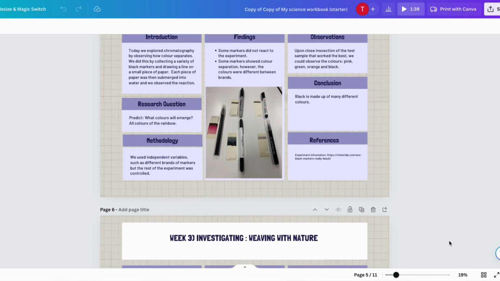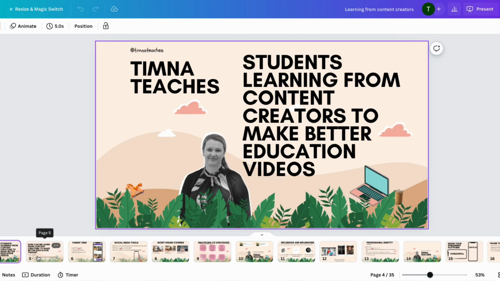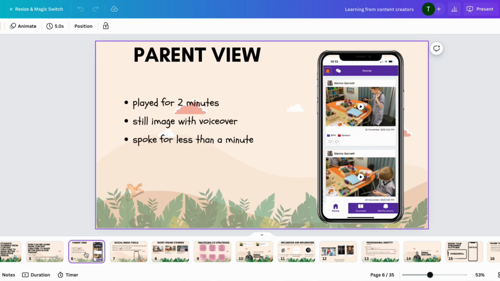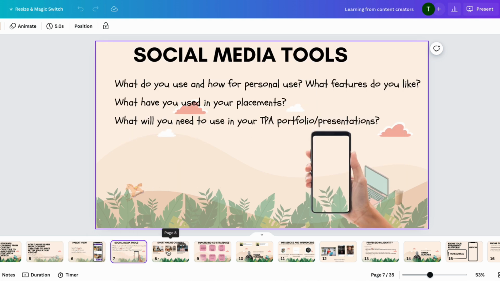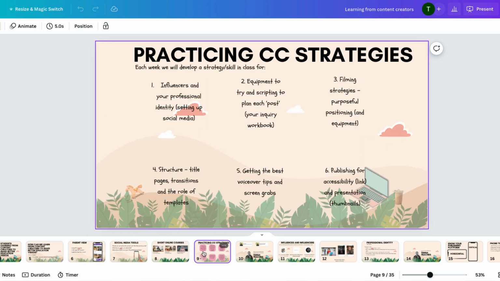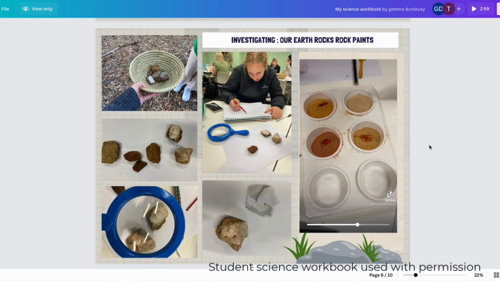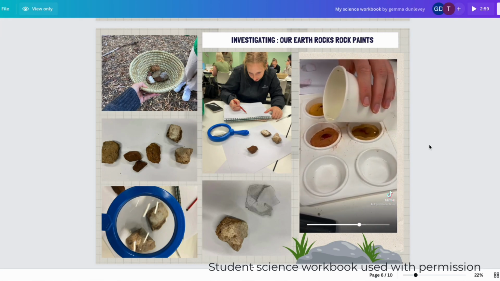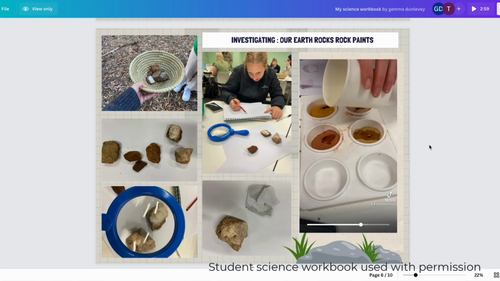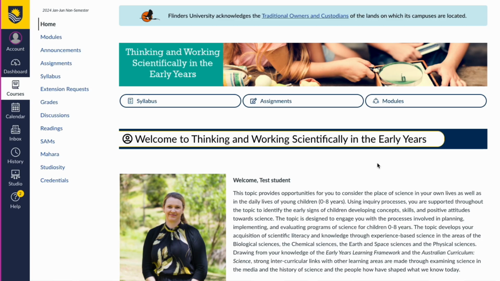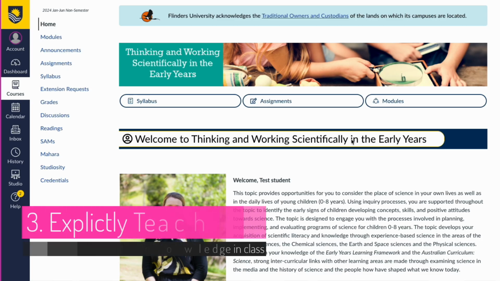I created a short course that I delivered weekly components of in class to help target the skills that I had learnt in my short courses, and its success was assessed through the students who opted to use social media and shared this through their workbook. The topic I chose to test this idea was thinking and working scientifically in the early years.